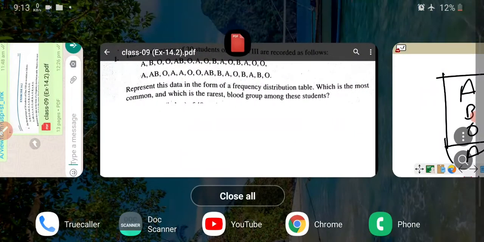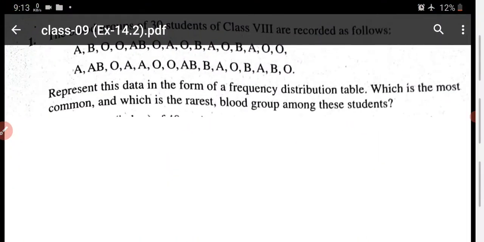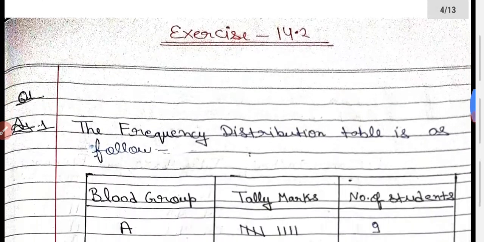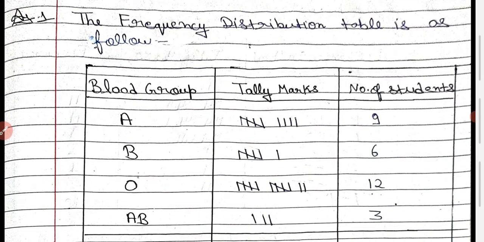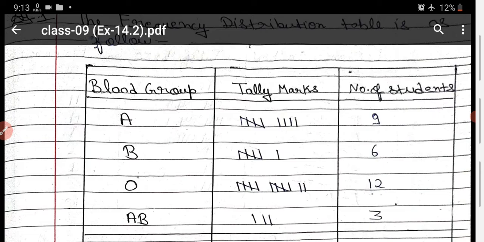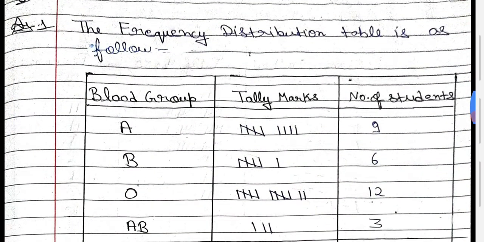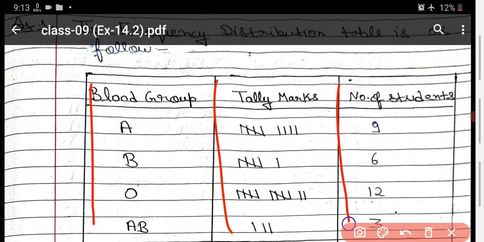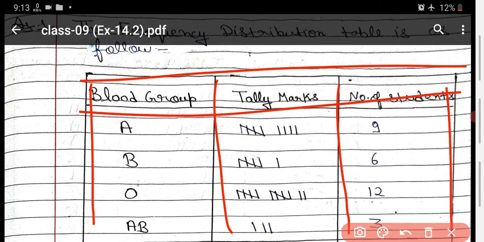Now I will show you on the notebook how to make the frequency distribution table for that. First you make a table. The frequency distribution table is given below. First you make three columns: first column, second column, third column. Okay. The groups are A, B, O, and AB.